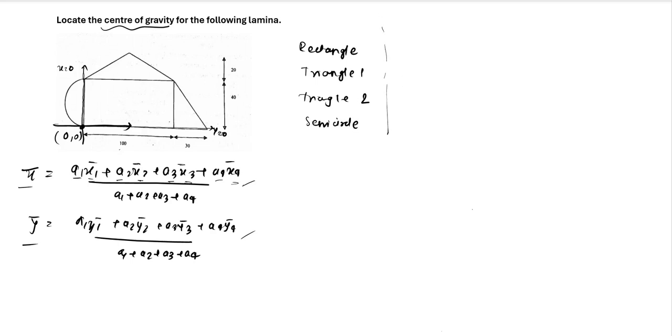We need the area of each of them, because the individual areas A1, A2, A3, and A4 are terms in our equation. The area of the rectangle will be 100 into 40, because the formula for area is length into breadth, where 100 is the length and the breadth is 40. So it will be 100 into 40, which is 4,000, in whatever units there are, so unit square.